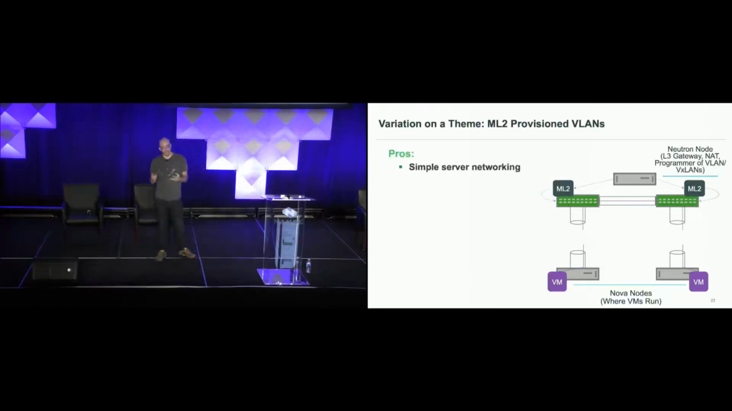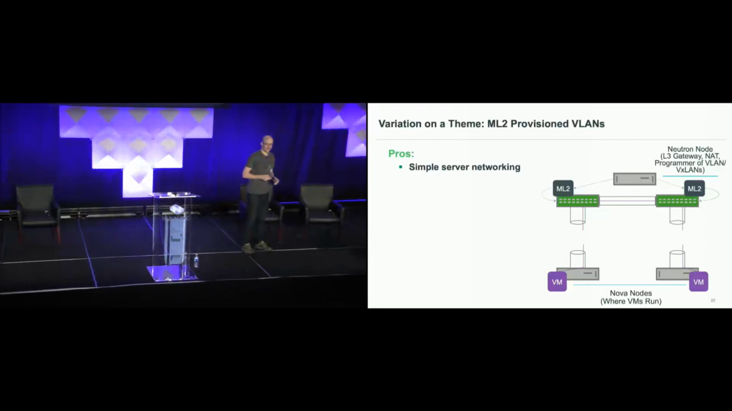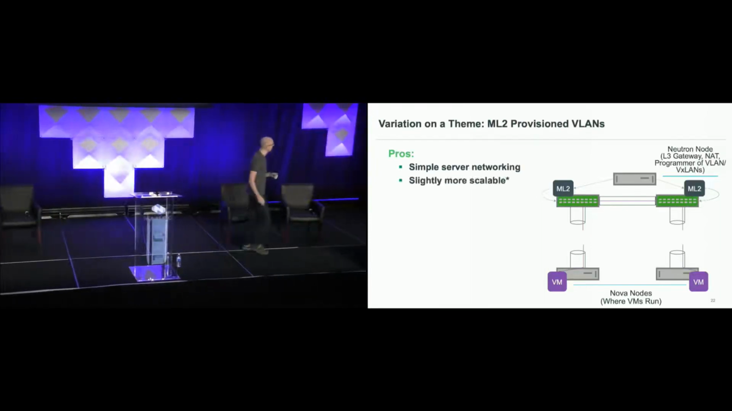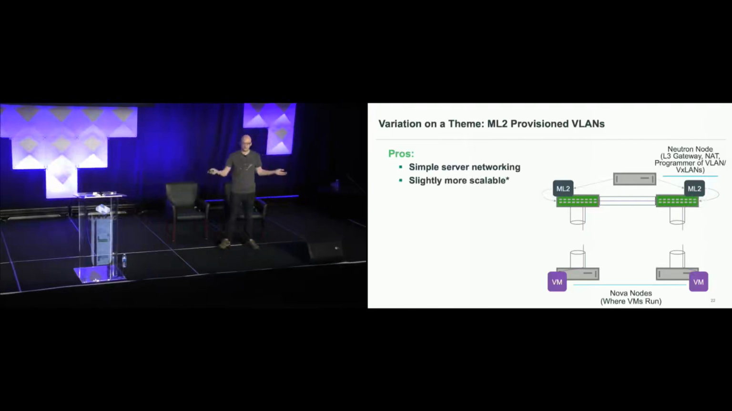So again, super simple server networking. I don't have to pre-provision. I don't have to give my network team a list of things that they need to know about. They just listen to the OpenStack API calls, and OpenStack does the magic. Again, I hope this is a level of networking that our server folks can handle. I'm getting a lot of hate on the server folks. I love server folks. It is slightly more scalable because I'm not putting all my VLANs everywhere.